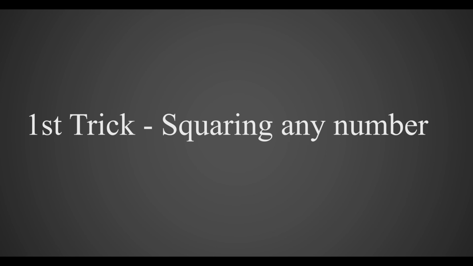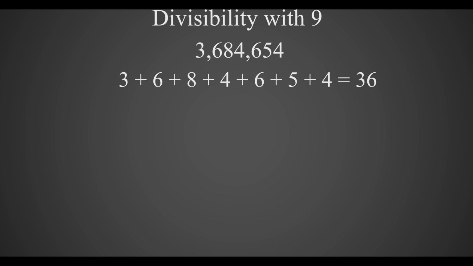Now, to check if a number is divisible by 9, you have to use the same principle to check if a number is divisible by 3. So let's say you have a really big number, like 3,684,654. Now, if we add up all of those digits, we get 36. And 36 is divisible by 9, which means that that whole number is also divisible by 9.